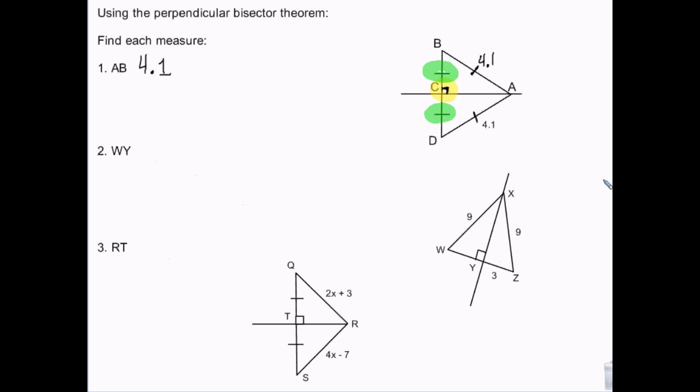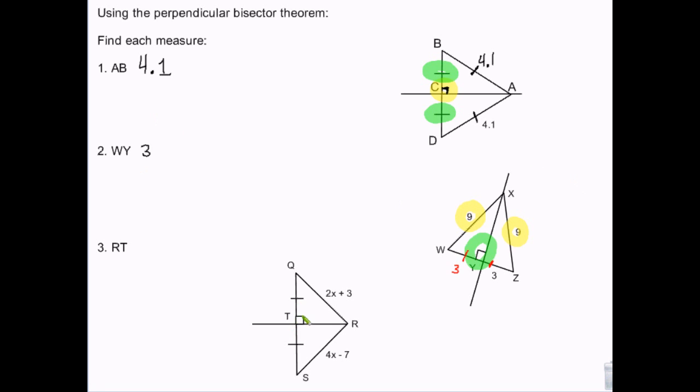Here, this is going the backwards way. I'm looking at the fact that I have this perpendicular and that these two lengths are the same. That tells me that this is a bisector, which means that this length and this length are the same. So if this is 3, then this will also be 3. So that makes WY 3.